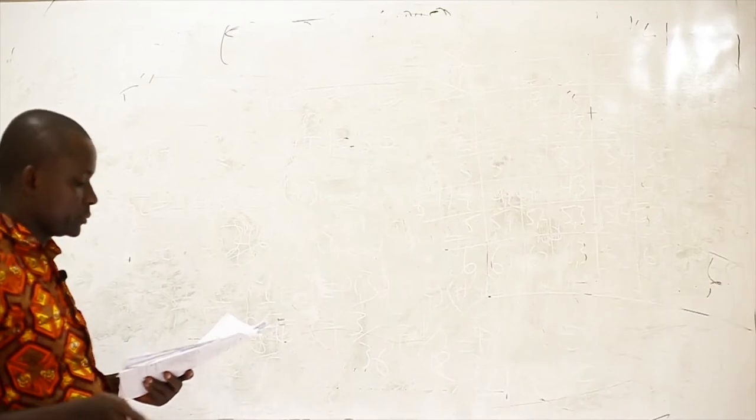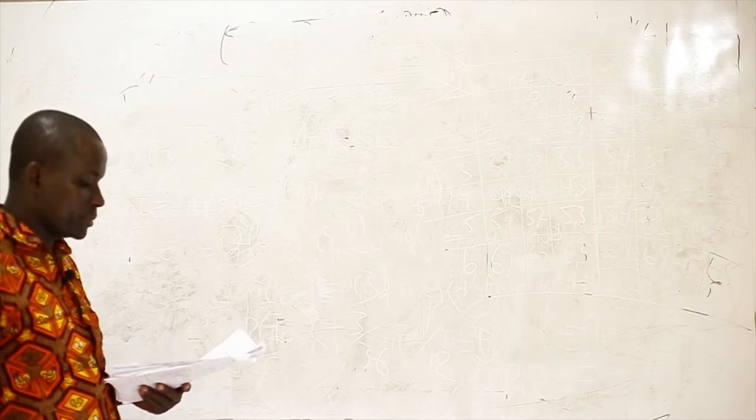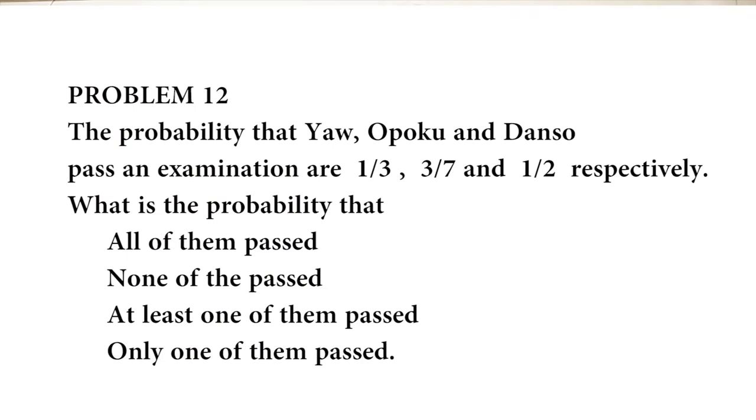Okay, now we are on case 3. We want to look at problem 12 and look at how this specific problem is captured or put before you. The probability that Yao, Opoku, and Danso pass the examination are 1 over 3, 3 over 7, and 1 over 2, respectively. What is the probability that (i) all of them passed?